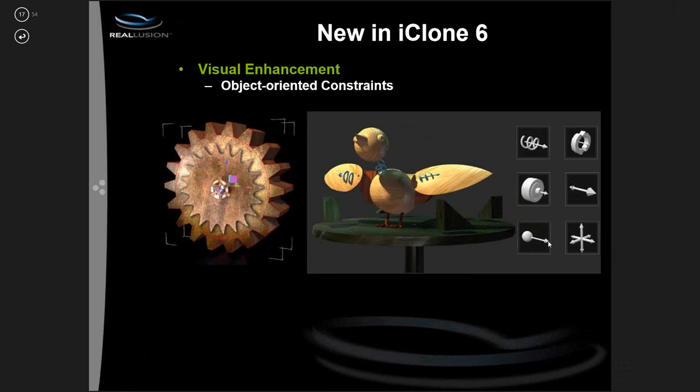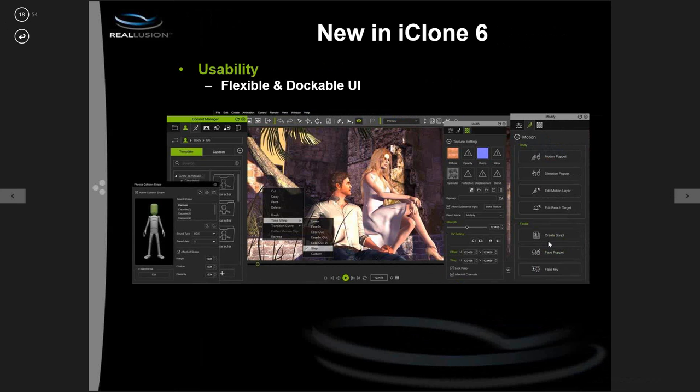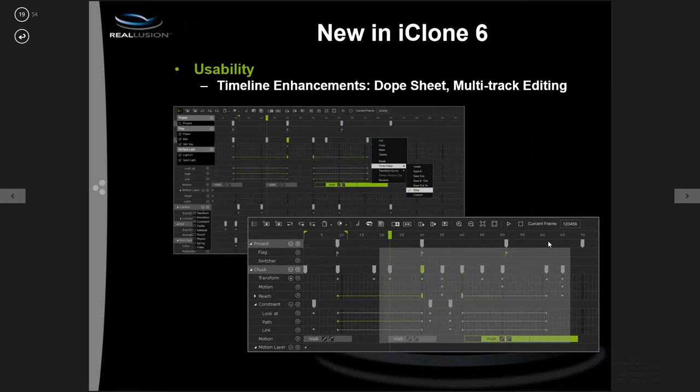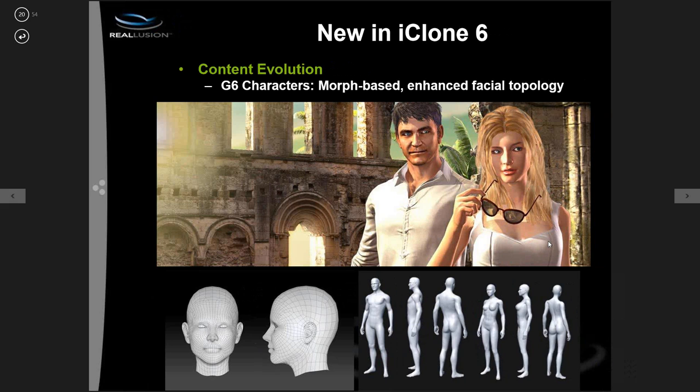Visual enhancement, so we have object-oriented constraints with the physics engine, so you can constrain all sorts of stuff. We won't talk about that, it's a little bit more complicated. Usability, so flexible and dockable UI, which is pretty awesome, and we'll talk more about that later. I'll show you most of this stuff in a live demo, so it's better to actually show you than just to tell you. We also have the timeline, a brand new timeline, which is pretty cool. We have all sorts of different functionality. You're probably looking at this image and like, what the? But it's pretty simple, and we have tutorials that cover all the timeline stuff on our YouTube channel.